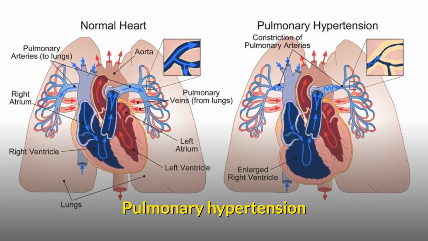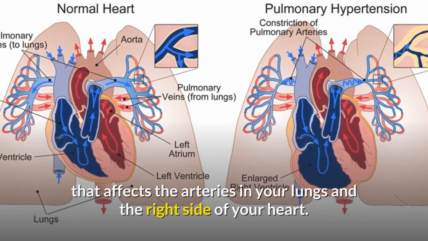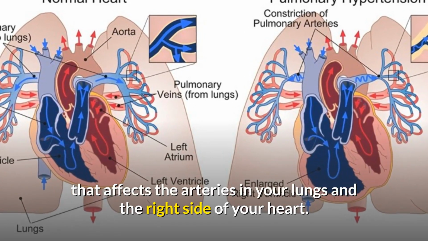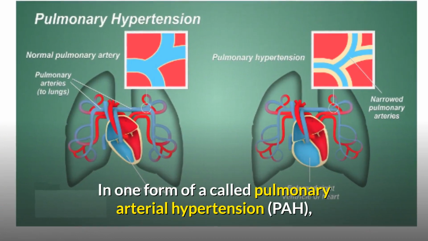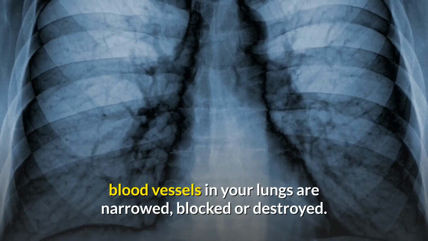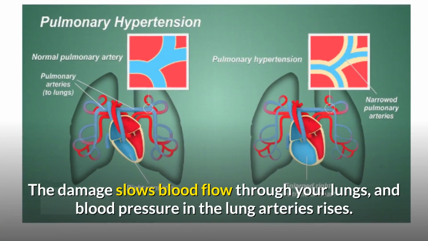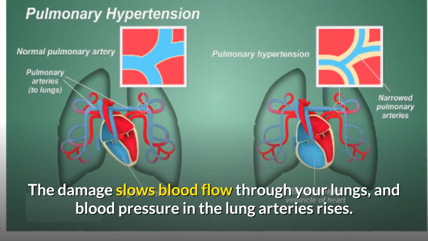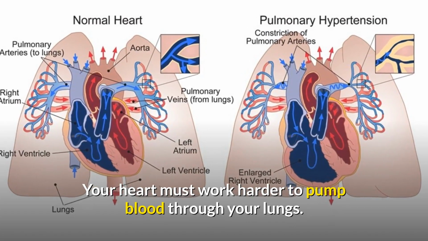Pulmonary hypertension. Pulmonary hypertension is a type of high blood pressure that affects the arteries in your lungs and the right side of your heart. In one form, called pulmonary arterial hypertension (PAH), blood vessels in your lungs are narrowed, blocked or destroyed. The damage slows blood flow through your lungs, and blood pressure in the lung arteries rises. Your heart must work harder to pump blood through your lungs.